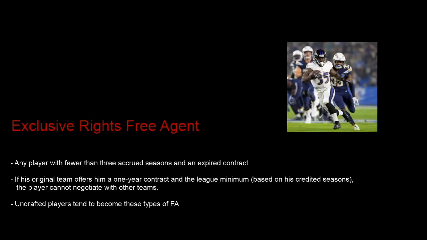The next one is an exclusive rights free agent. This doesn't happen very often. It's a player with fewer than 3 accrued seasons and an expired contract. His original team can offer him a 1-year deal at the league minimum. Now, the league minimum is based on credited seasons, positions, all that sort of stuff.